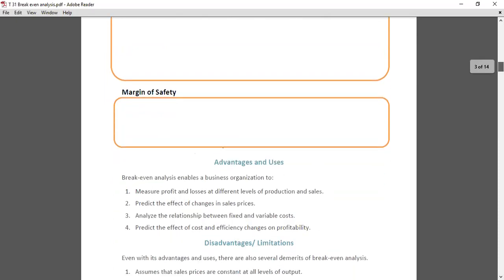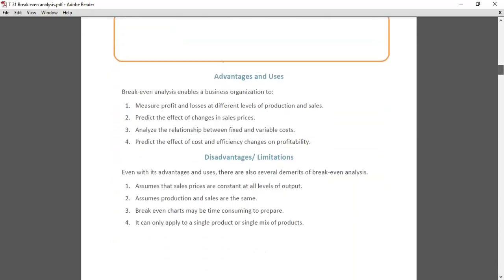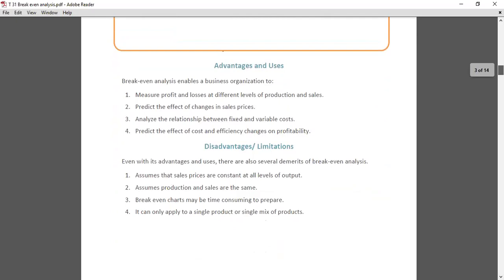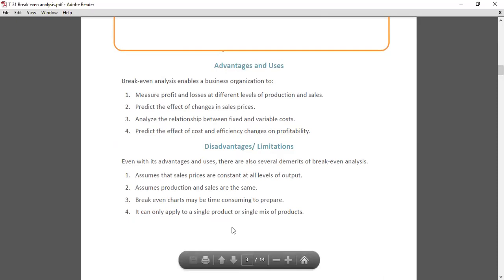The advantages and disadvantages of break-even are important. When you are writing a 6-marker, or sometimes even a 12-marker in the new syllabus, break-even questions can come, such as evaluating the importance of break-even analysis. You should know at least 2 advantages and 2 disadvantages. The main advantage is that from break-even you measure the profit and losses at different levels of production. You can find out the profits or losses at different levels.